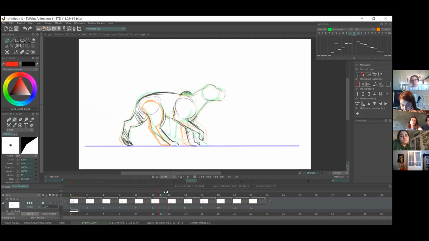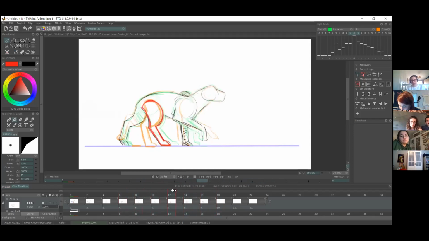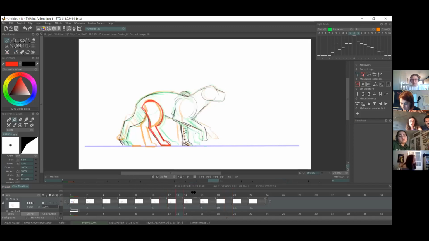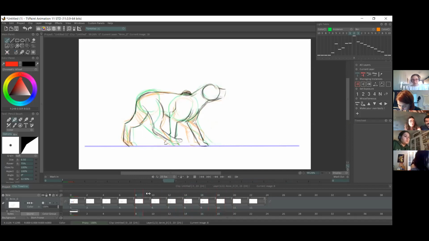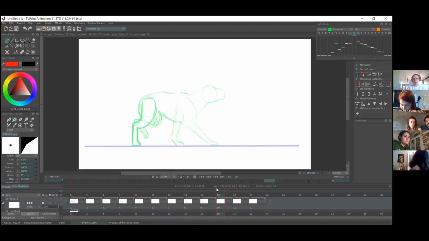So when you run through the animation, you can see that it's smoothly moving across the pavement. So it's good to look out for that, and whatever you do, just go back on your animation and see how it's looking.